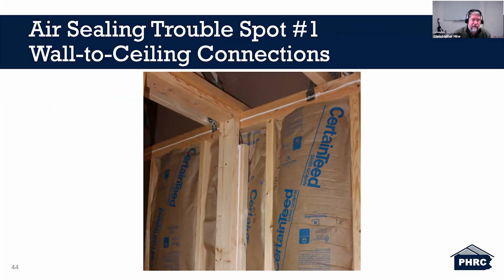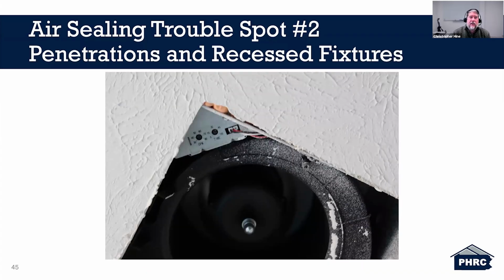And I touch on 5 different areas for air sealing trouble spots. The first one here is wall to ceiling connections. This might be difficult to address after drywall has been installed. So a lot of this has to be done in a prescribed method, right? We want to make sure that we're sealing areas that are prone to air leakage before finishing, before it's too late.